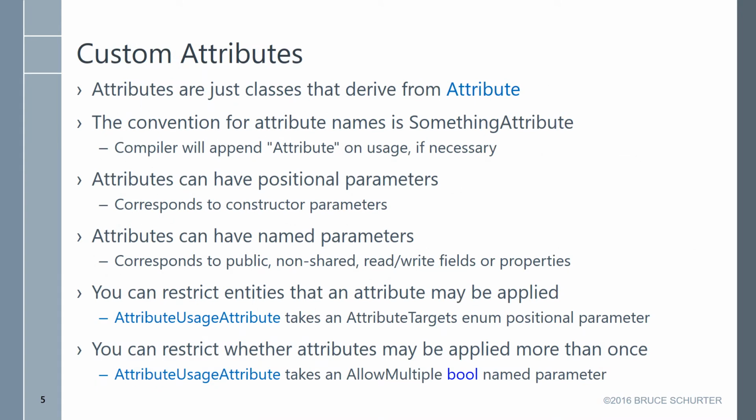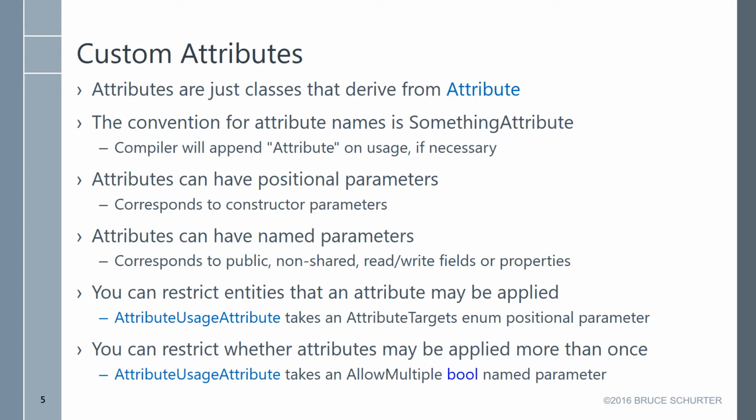Custom attributes can be very useful in your code, especially if you have something that you wish to tag onto your class definitions that you don't want to have affect the actual running of those particular class objects. So if you create a new attribute, you will basically derive from the attribute class, and you will name your class something attribute.